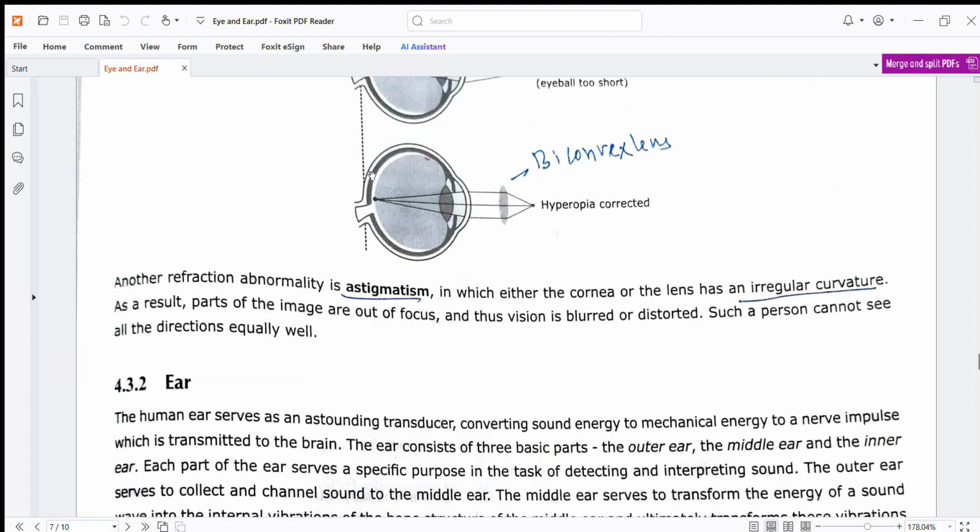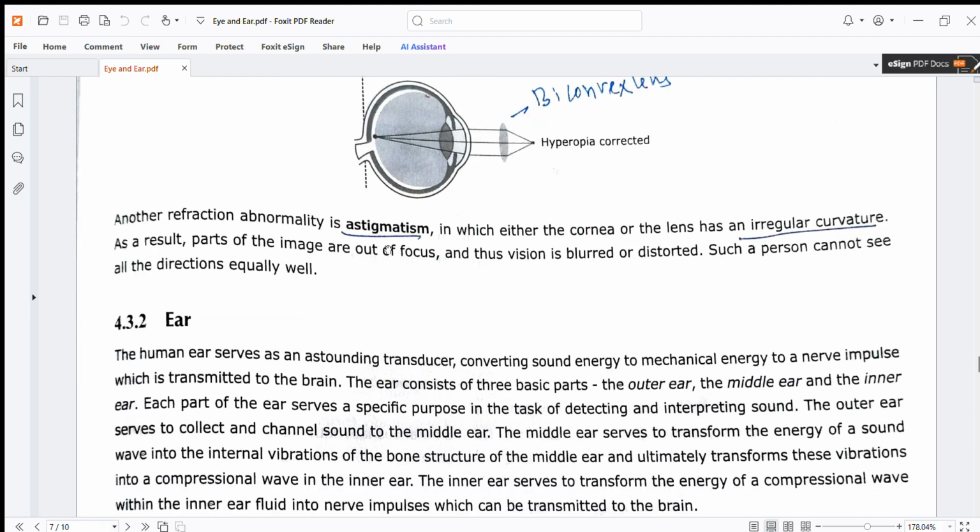Another refraction abnormality is astigmatism, in which either the cornea or the lens has an irregular curvature. As a result, parts of the image are out of focus and thus vision is blurred and distorted. Such a person cannot see in all directions equally well.